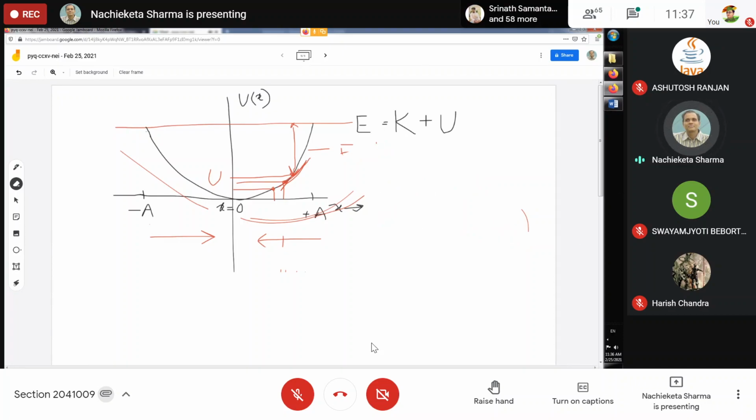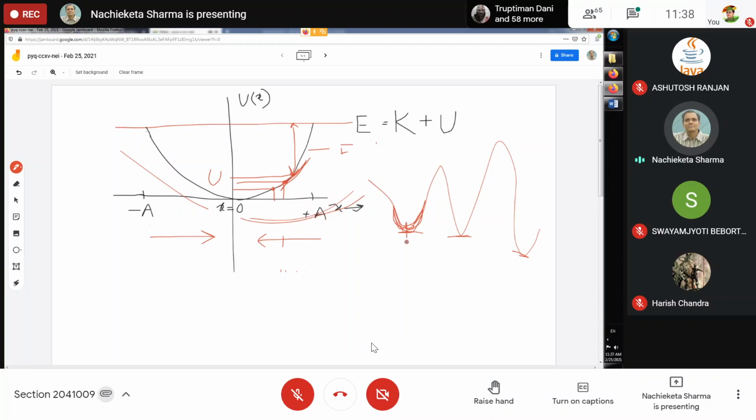Suppose a potential energy function looks like this. So this is one minimum, this is another minimum, this is another minimum. So the statement is telling that any minimum in a potential energy curve is a stable equilibrium position. So this can be a stable equilibrium position. This can be stable.